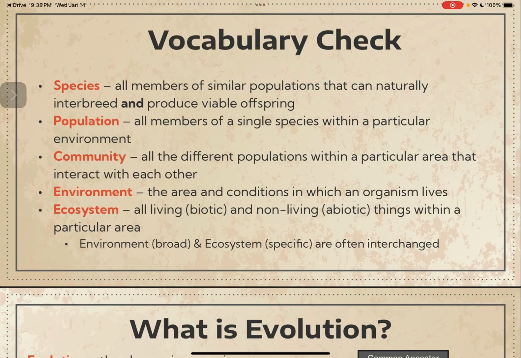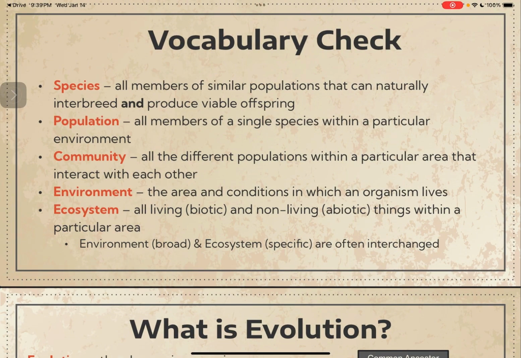Okay, so quick vocab check. We're going to look at the different levels, starting with species. A species is all members of a similar population that can naturally interbreed and produce viable offspring. Keep that in mind, viable offspring. A population, which is the next step up, is all the members of a single species within a particular environment.